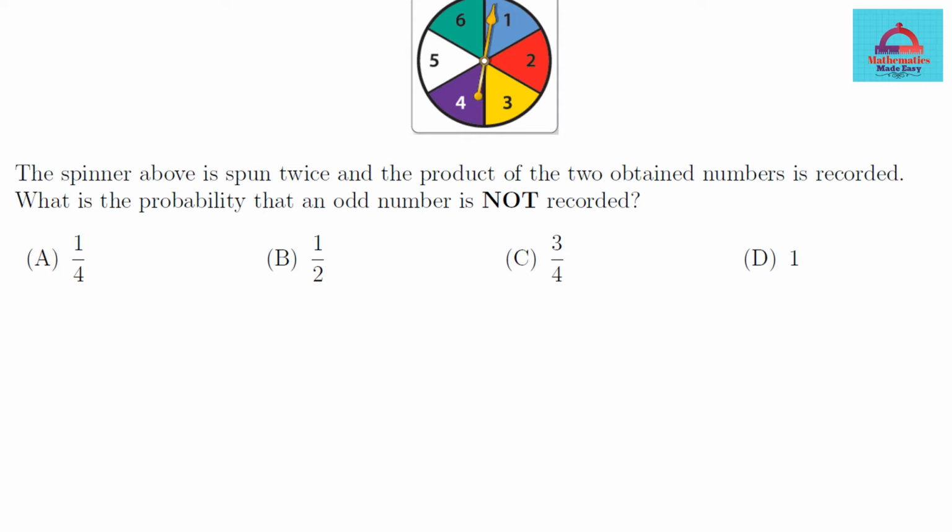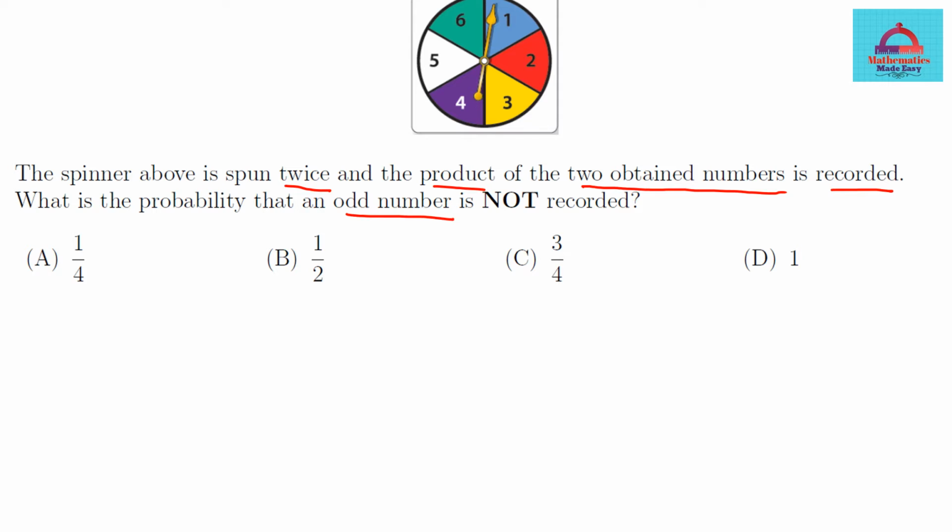Now the spinner is spun twice. Twice means it is two times. Let me highlight the keywords. And the product of the two obtained numbers is recorded. What is the probability that an odd number is not recorded? That means the product has to be not odd.